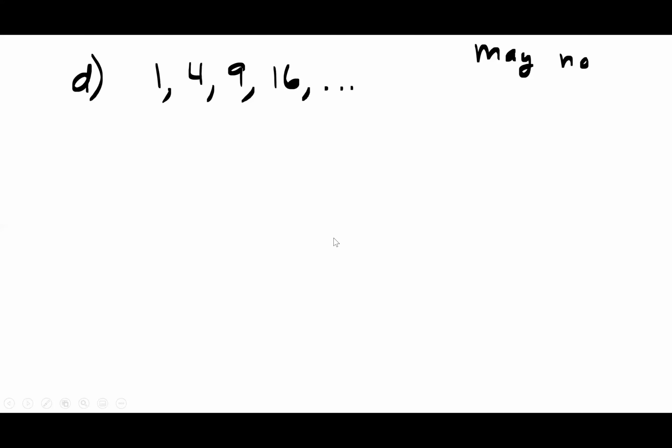Okay, last one of this type. I've got 1, 4, 9, 16, and dot, dot, dot. All yours. All right, and yes, I should give you a little bit of a disclaimer. I'm going to say this may not be a geometric sequence. Just may not be. We'll see.